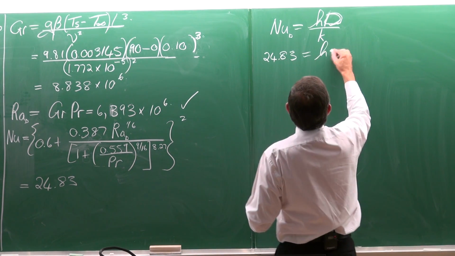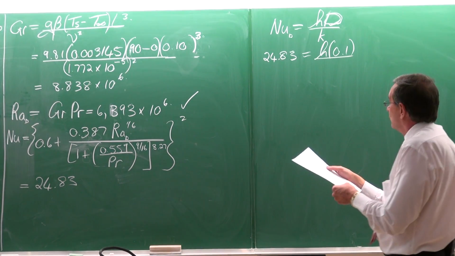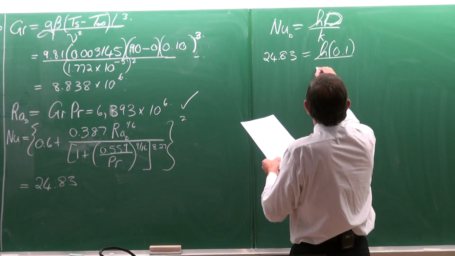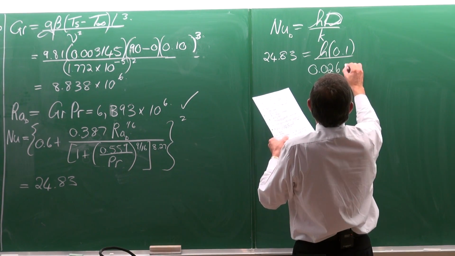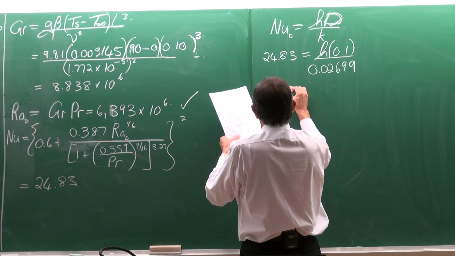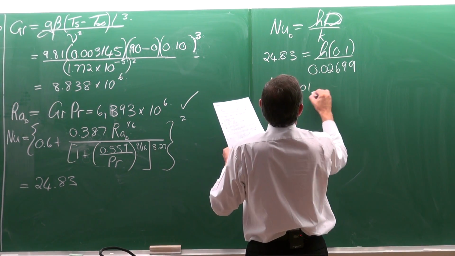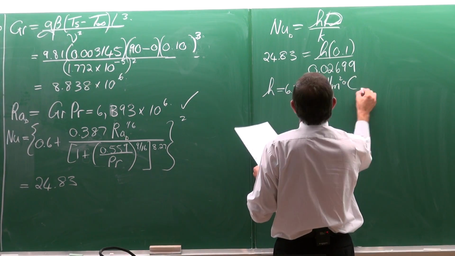Okay. So the Nusselt number is equal to 24.83. It's equal to the heat transfer coefficient multiplied by the diameter, which is 0.1, divided by the thermal conductivity, which is equal to 0.02699, from which we can get the heat transfer coefficient as 6.701 watts per square meter degrees Celsius.